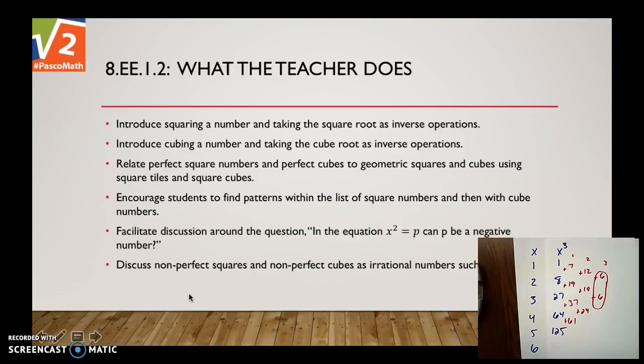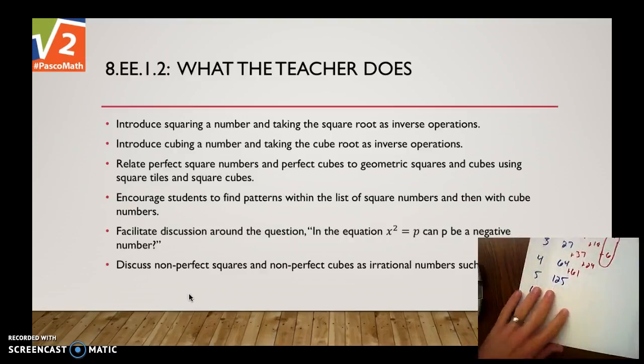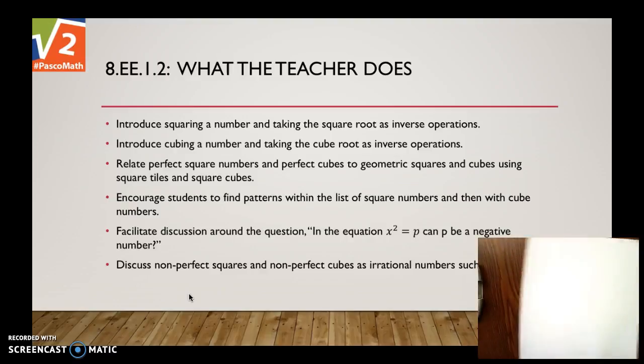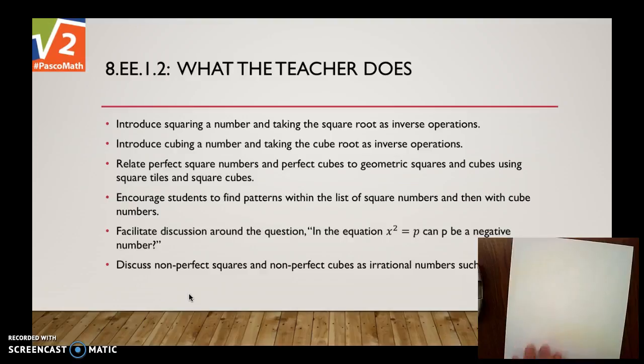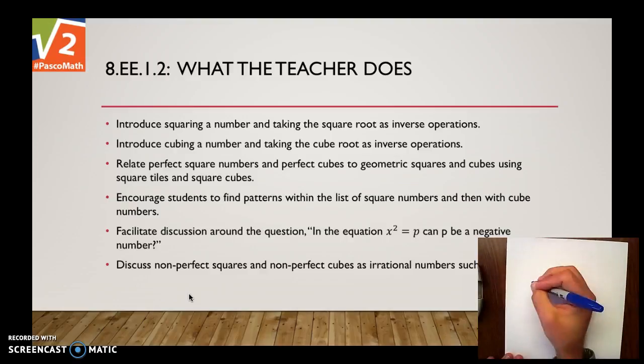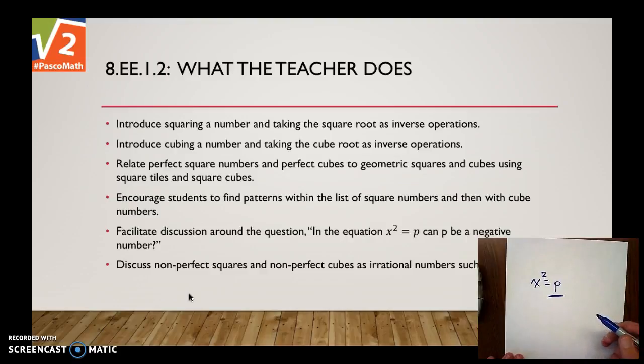We also can facilitate discussion around the equation x squared equals p. Can p be a negative number? So we're asking, x squared equals p. Can that p ever be negative? And so the answer is no, not in our real number system. And so we can have some discussion around why.